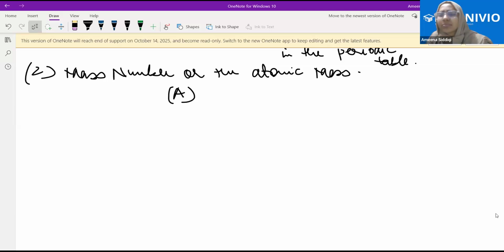And then I have 10 electrons, 10 neutrons. Okay, I'll take the mass of 10 neutrons. I'll add all of them together. I'll get the atomic mass. Is it clear? Yes, that is something that will be happening.